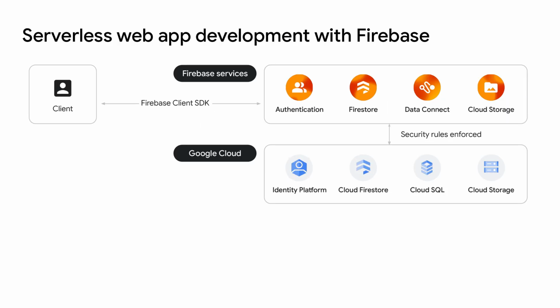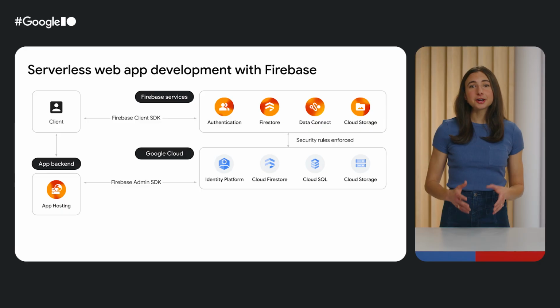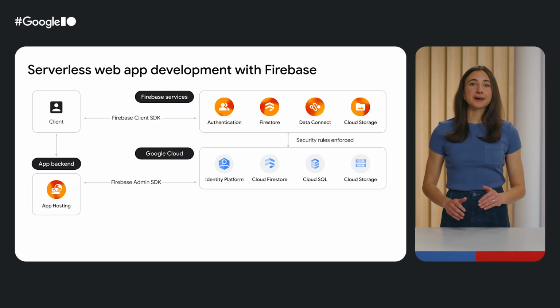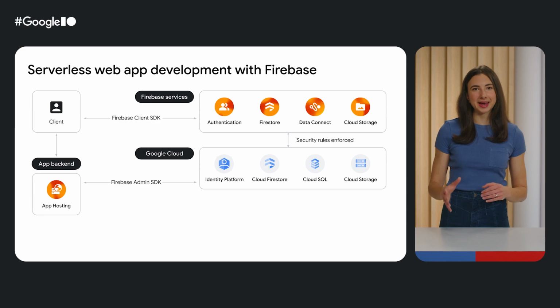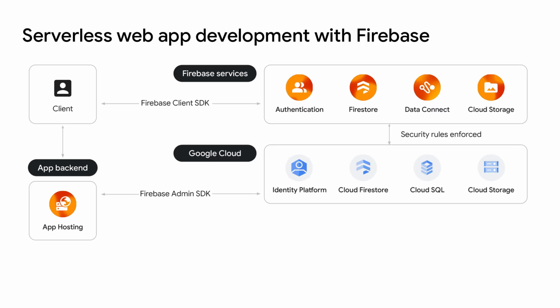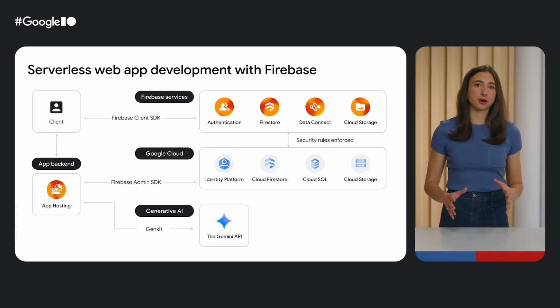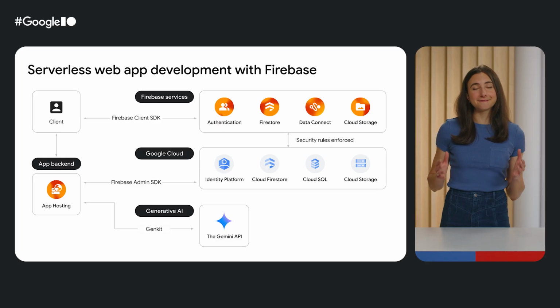You also need a backend to serve your web app, and for specific tasks like processing payments or rendering pages on the server with Next.js. Firebase App Hosting offers serverless web hosting for the entire stack. And the Firebase Admin SDK lets you access those same cloud services from your trusted backend environment. And these days, if you're building a web app, you're probably thinking about how you can use generative AI to improve your app's experience. GenKit is a server-side framework that makes it easier to add generative AI features into your app. But more on that later.